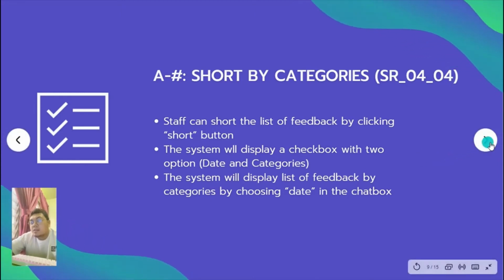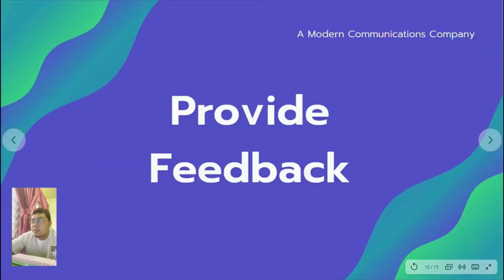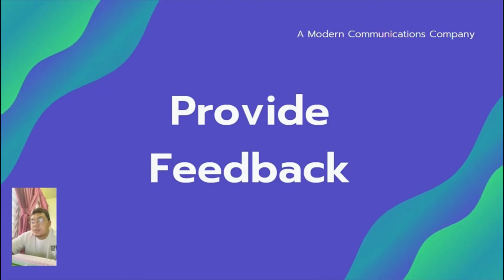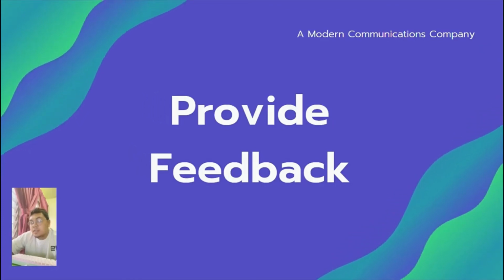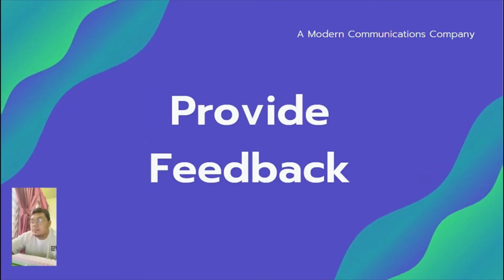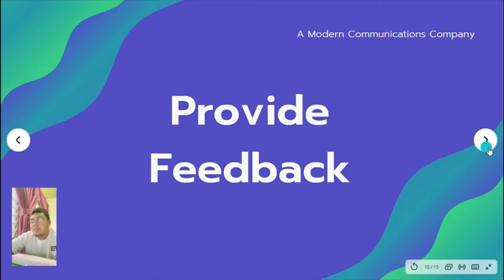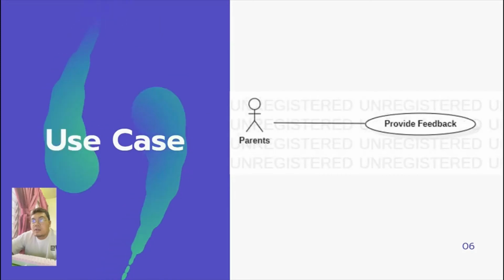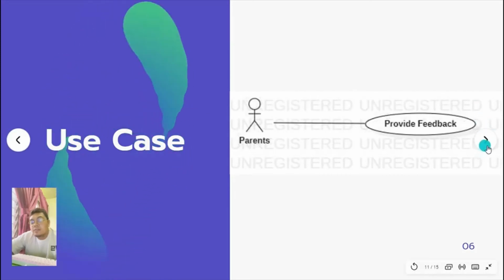The next user requirement is provide feedback. This is the relationship between the actor and the system, between parents and the system, which is provide feedback. And this is the activity diagram, and I will explain it.